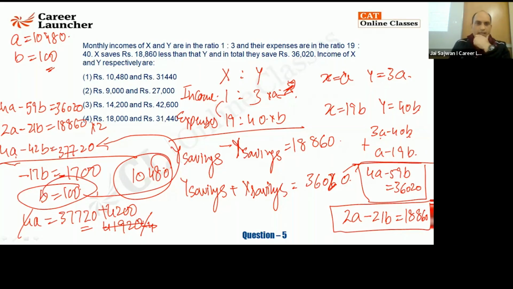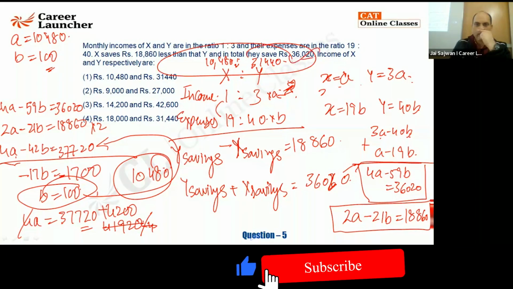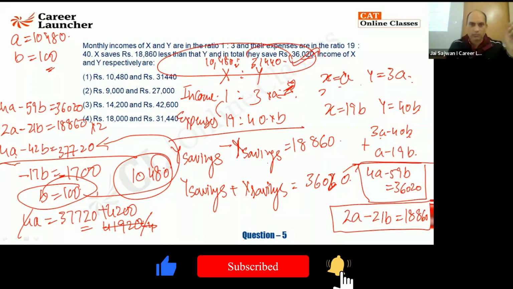So now the question says, what are the income of X and Y? I know the income of X and Y are A and 3A. I believe it is clear. So X income is 10,480. And this is thrice of it, which is of course 31,440 here. So this comes out to be correct answer here. Please look at this. Ask me if there is a question.